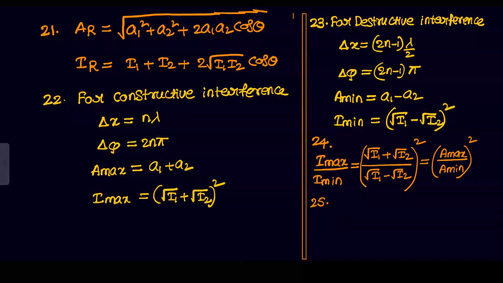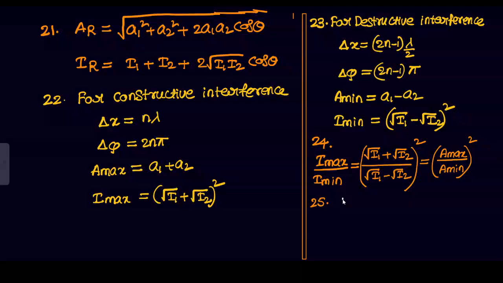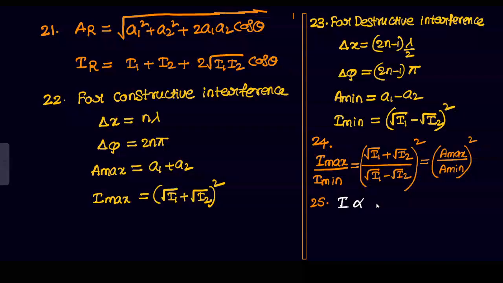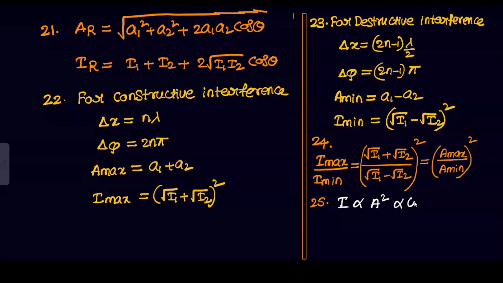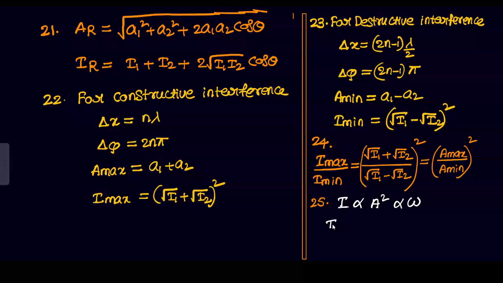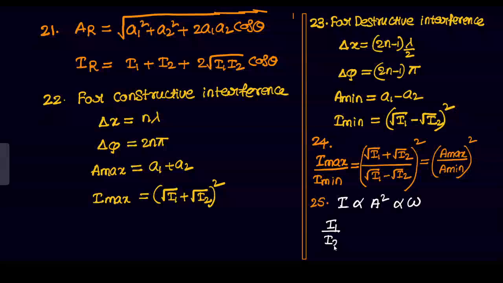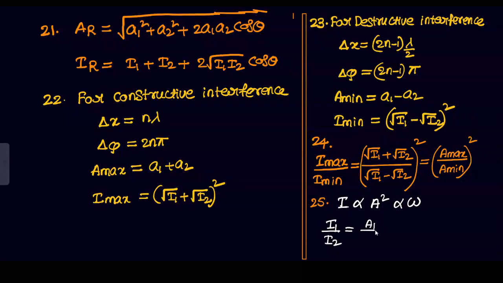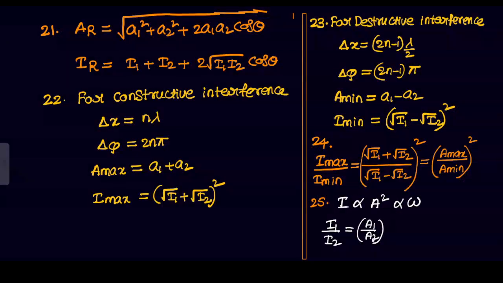And intensity, proportional to the square of the amplitude, is directly proportional to the width of the slit. W is the width of the slit. We can write this as I1 by I2 equal to A1 by A2 whole square, which is also equal to W1 by W2. Okay.